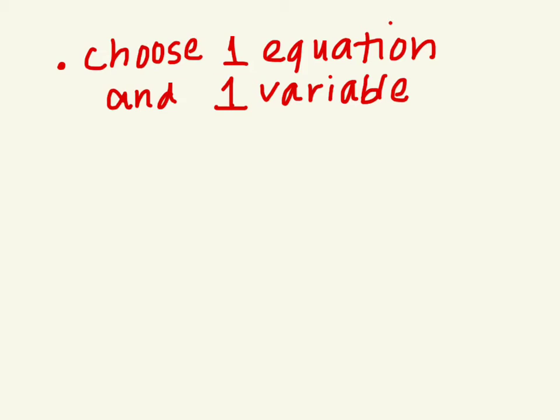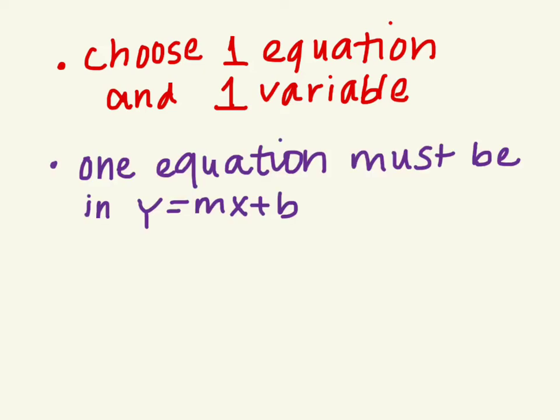A few hints to remember. First of all, choose one of the two equations and choose one of the two variables. Either equation or either variable you choose is absolutely correct. Choosing one over the other is not going to give you a wrong answer. Remember, one of the two equations must be in y equals mx plus b form. Again, the other one would be in standard form. That way you can substitute the variable y within the other equation.